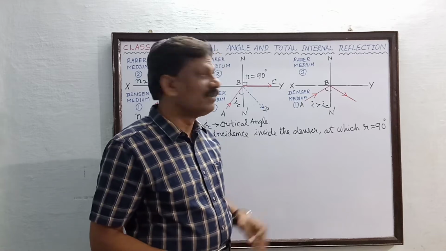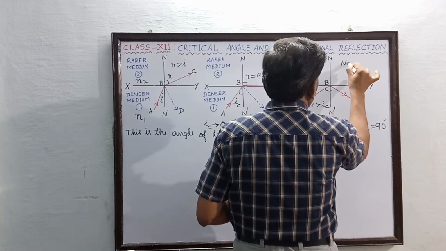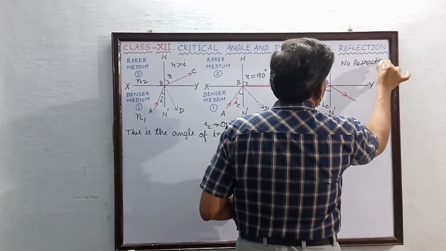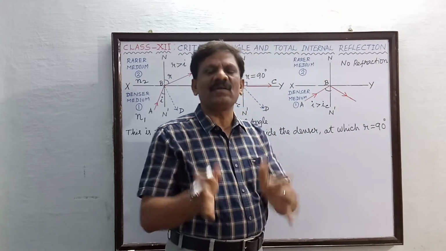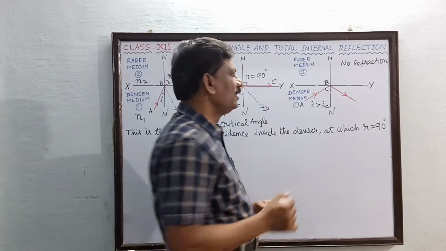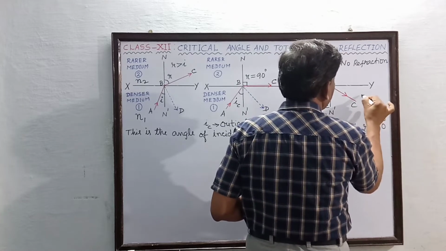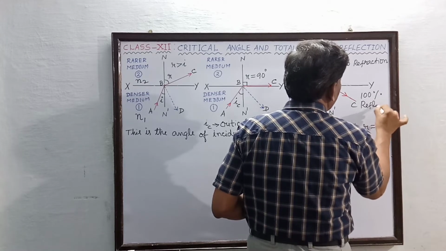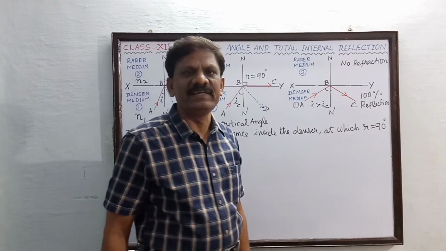And now refraction will not take place. So I will write here, no refraction. Understand? No refraction will take place and 100% of the light will be totally reflected. So this BC is now not the reflected ray. Here 100% of the light is reflected, so 100% reflection only will take place. No refraction will take place.